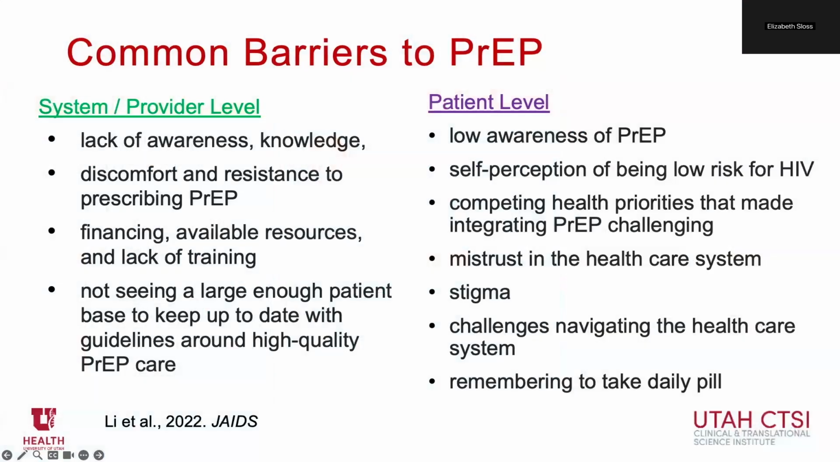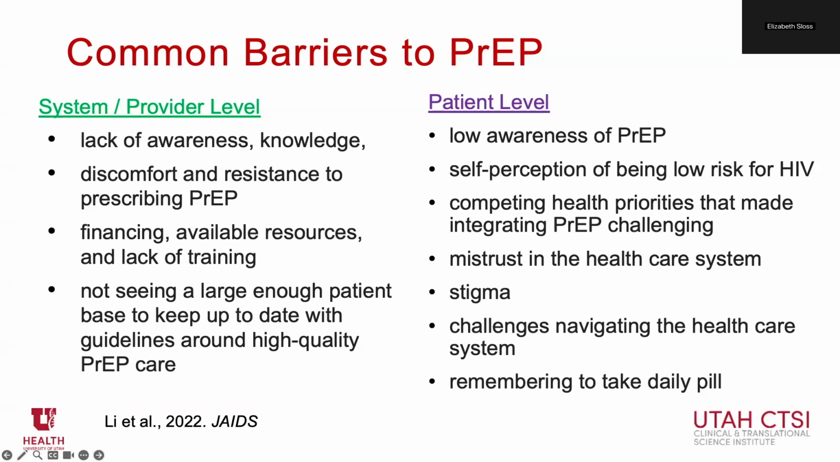We also conducted another systematic review to first identify the barriers. Why are people not on PrEP? We identified system or provider level implementation barriers versus patient level barriers, because patients have to take this pill every day and it's on them to continue this adherence. At the system level, there's a lack of awareness or knowledge of PrEP and who it's indicated for, discomfort or resistance to prescribing PrEP, financing or available resources, and lack of training. Providers also don't see a large enough patient base to keep up to date with guidelines around high quality delivery of PrEP.